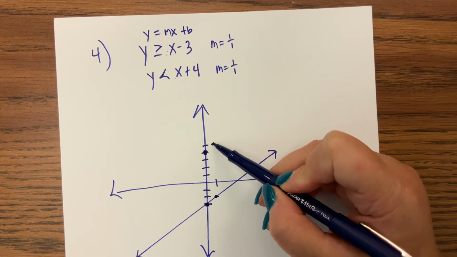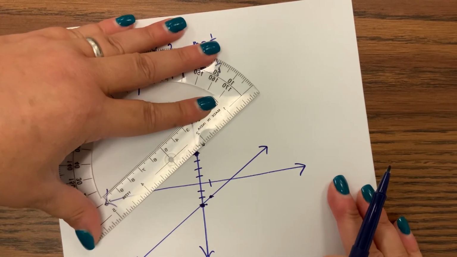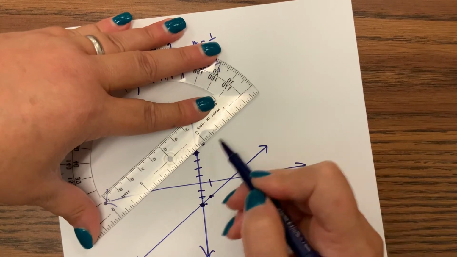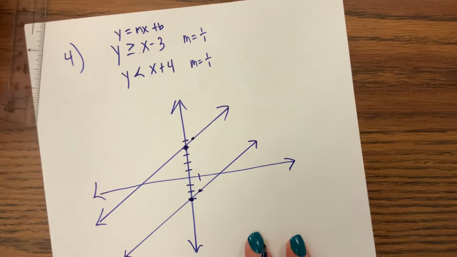Well, as you can see, these are parallel lines. They may not look perfectly parallel, but they are. Remember, I'm freehanding, so they're not going to be perfect.